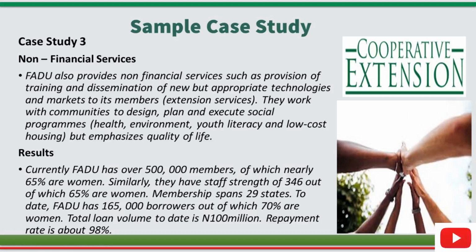Now, what are the results they have achieved? Currently, FADU has over 500,000 members, of which nearly 65% are women, and similarly, they have staff strength of 346, out of which 65% are as well women. Membership spans 29 states, and to date, FADU has 165,000 borrowers, out of which 70% are women. Now, the total sum volume to date is 100 million. Repayment rate is about 98%.